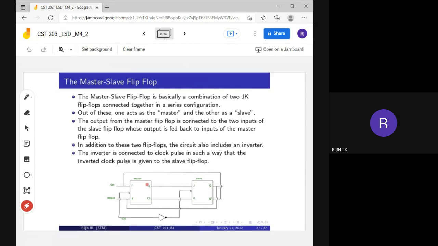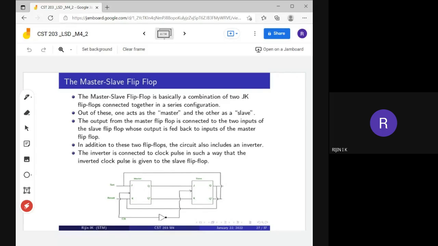So this is our first JK flip flop and this is our second JK flip flop. These two JK flip flops are connected together in a series manner. One will act as the master and the next will act as the slave. So that is why we call this configuration master slave JK flip flop.